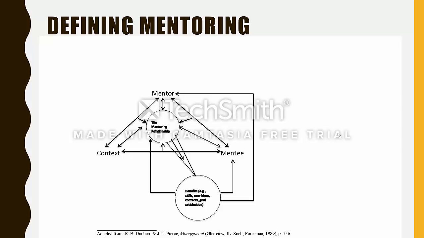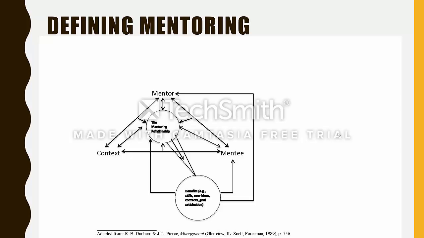And so at the center of this diagram, you see the first circle that represents the mentoring relationship itself. And then obviously you see a series of arrows that all point into and from that particular center circle, the mentoring relationship itself. The idea here is to identify mentoring as an interpersonal relationship between a mentor and a mentee. Obviously, typically a dyadic relationship, a one-on-one relationship.